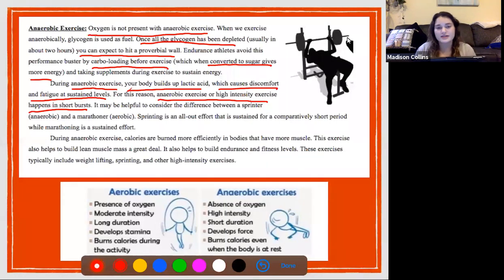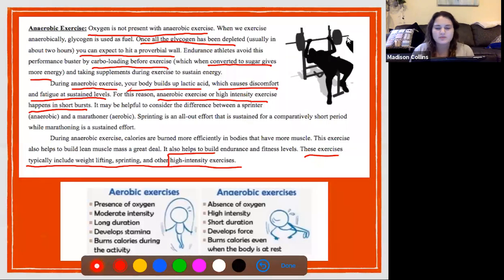During anaerobic exercise, calories are burned more efficiently in bodies that have more muscle. This exercise also helps to build lean muscle mass a great deal, and it also helps to build endurance and fitness levels. These exercises typically include weightlifting, sprinting, and other high intensity exercises.